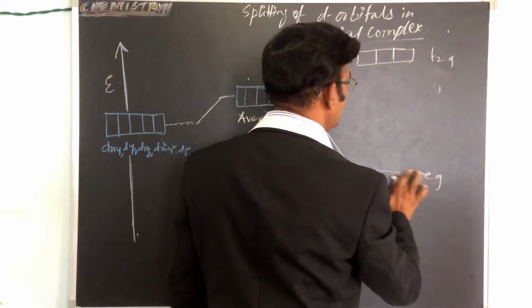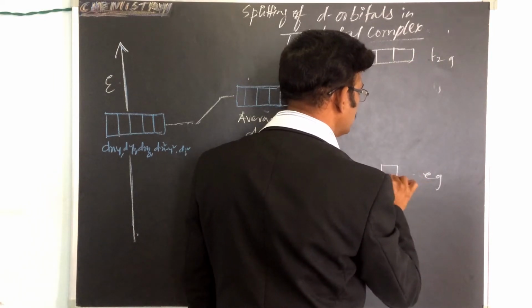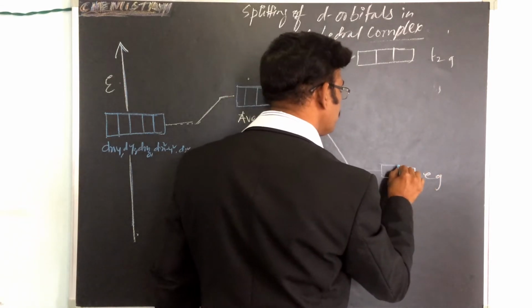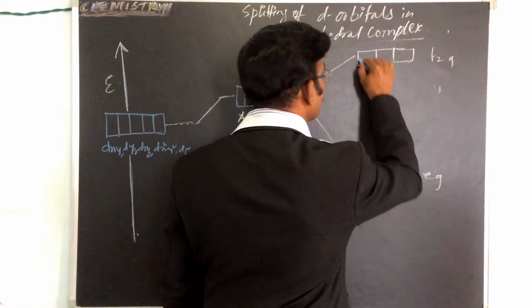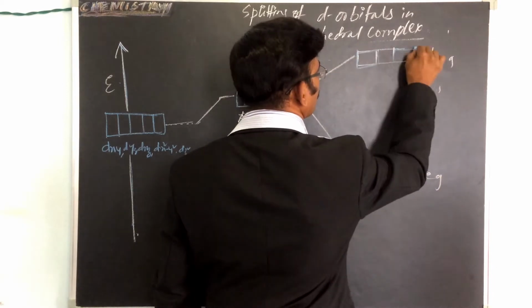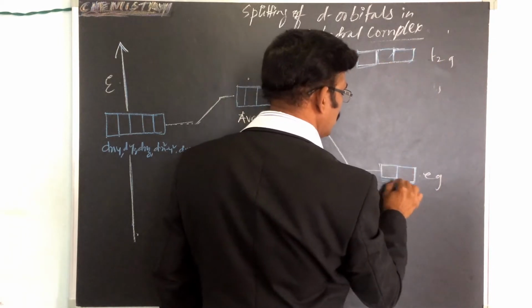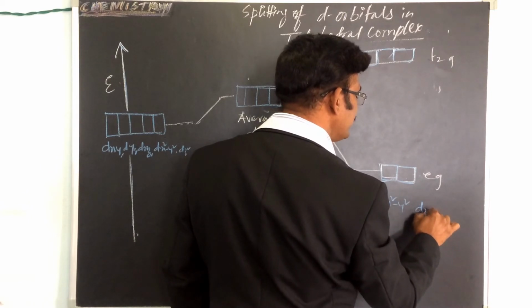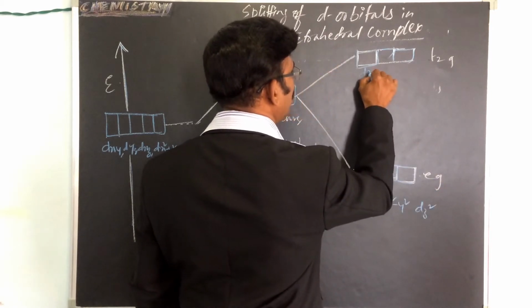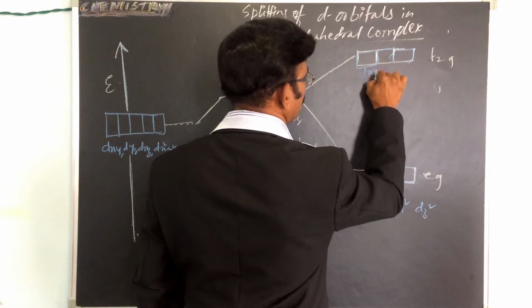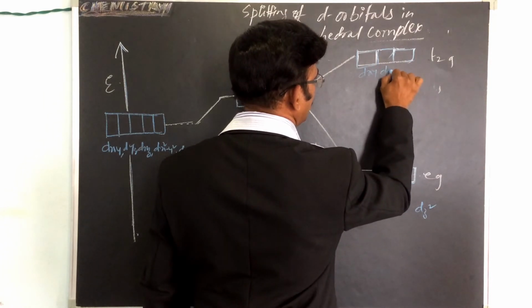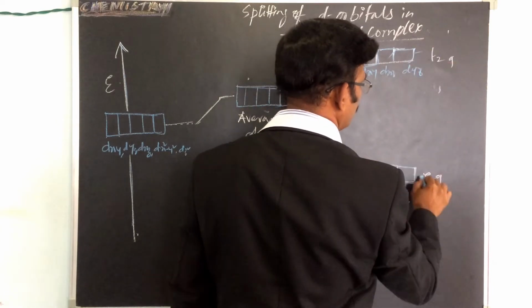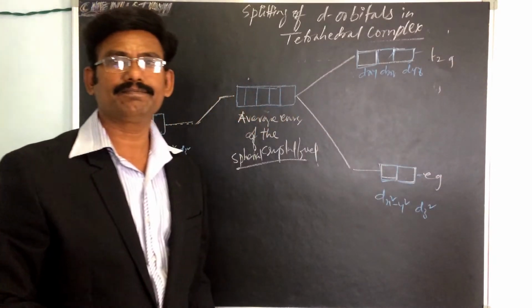Three orbitals here, two orbitals there. What are the two orbitals? dx square minus y square and dz square. Here dxy, dxz and dyz. So two sets.